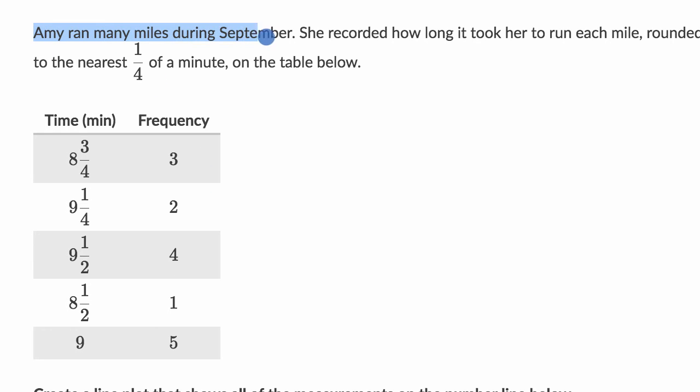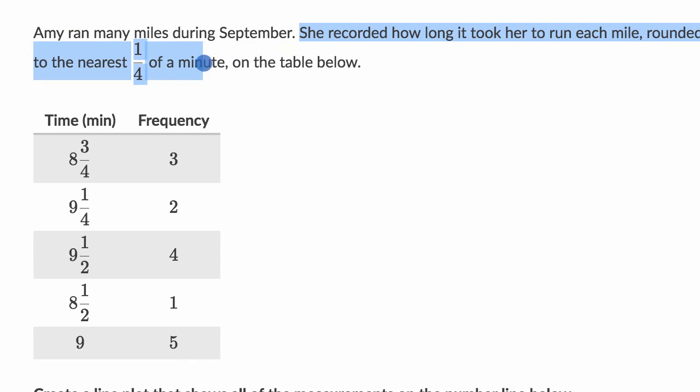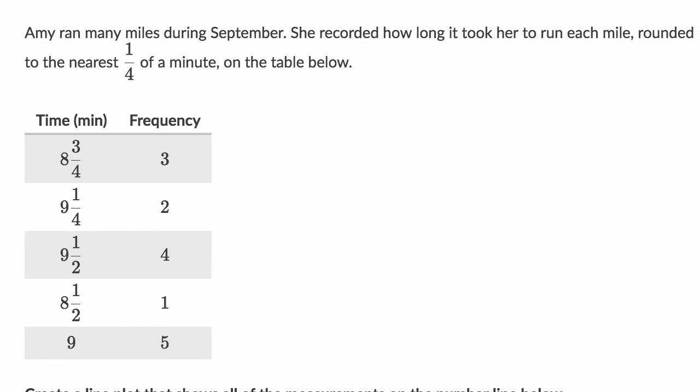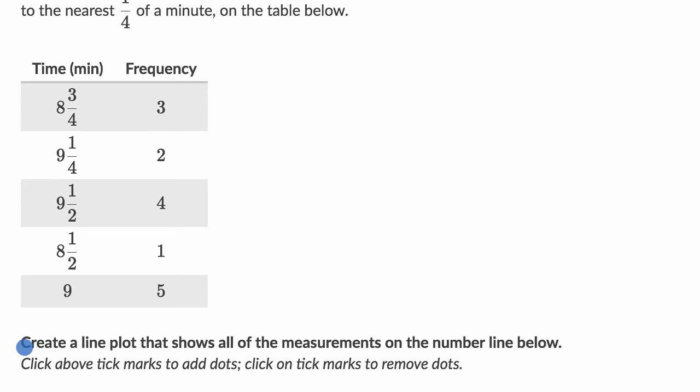Amy ran many miles during September. She recorded how long it took her to run each mile, rounded to the nearest 1/4 of a minute, on the table below. We can see it right over here. And actually, let me move my window a little bit so you can see everything. And then it says, create a line plot that shows all of the measurements on the number line below.